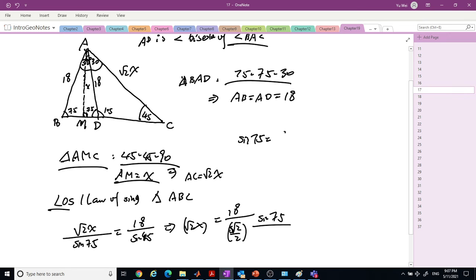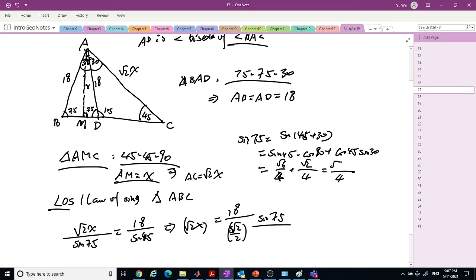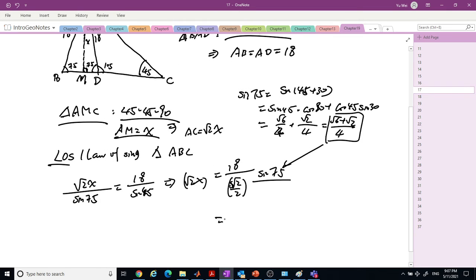Sine 75 is sine of 45 plus 30, which is sine 45 times cosine 30 plus cosine 45 times sine 30. So this one equals root 2 times root 6 plus root 2, over 4. So now we apply this one to here.